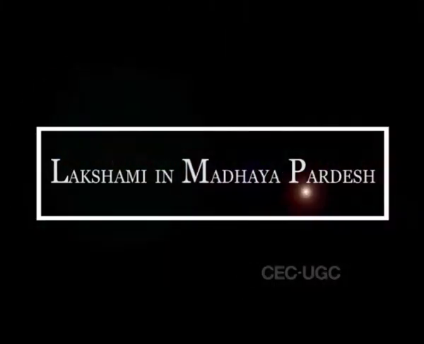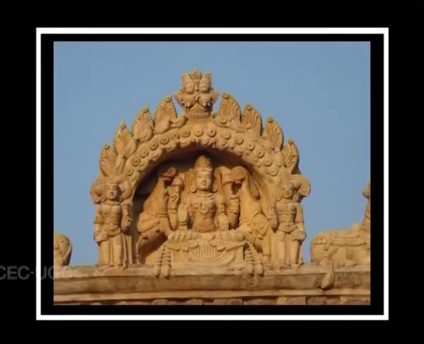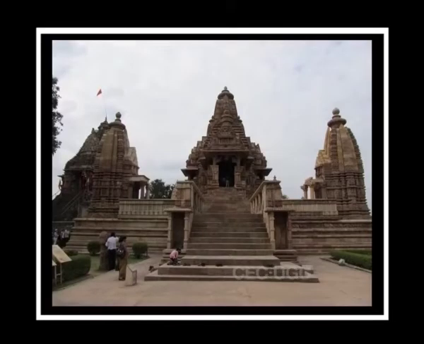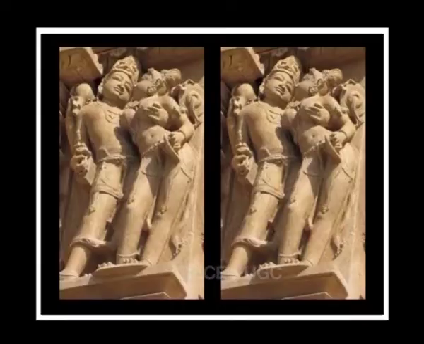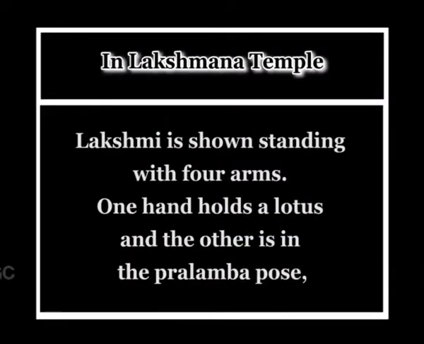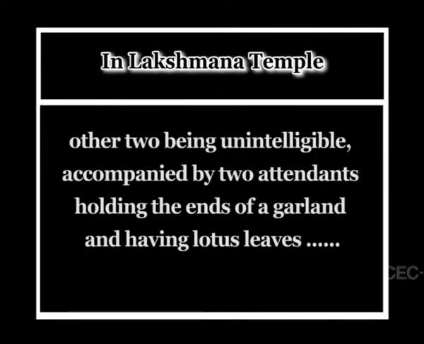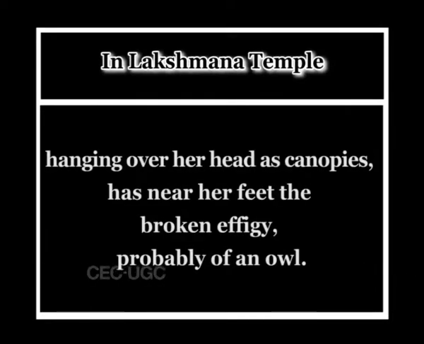At Khajuraho, figures of Lakshmi are also prominent in the center of the lintel over the entrance to the sanctums. In the Lakshmi temple, Lakshmi is shown standing with four arms. One hand holds a lotus and the other is in pralamba pose, the other two being unintelligible. She is accompanied by two attendants holding the ends of a garland and has lotus leaves hanging over her head as canopies. Near her feet is the broken effigy, probably of an owl.